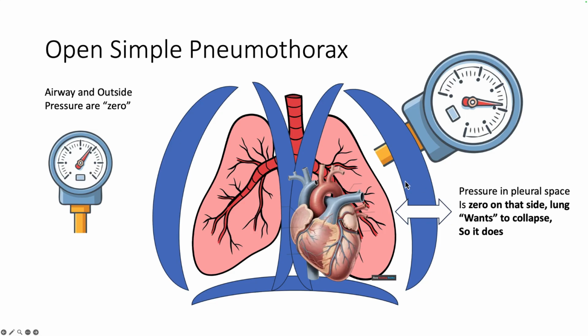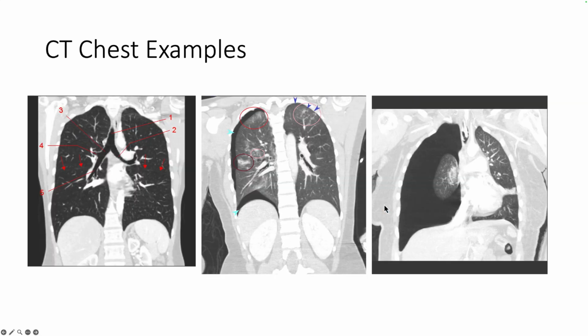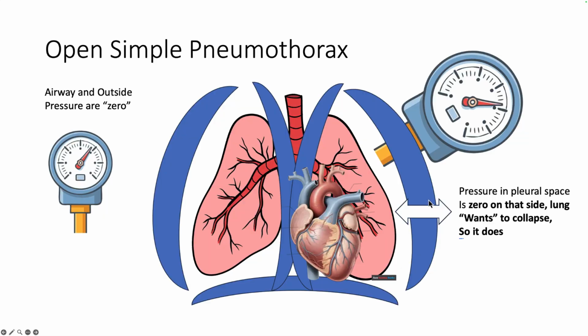Now, because the pleural pressure is 0 on that side and because air can flow in, this elastic lung is going to shrink and basically collapse onto itself. It wants to collapse, the way to think about it. So it does. And that's going to cause us a simple pneumothorax. And if this runs long enough, eventually that lung is going to completely collapse all the way. And it's going to look just like this pneumothorax that we see on the CT scan over here.